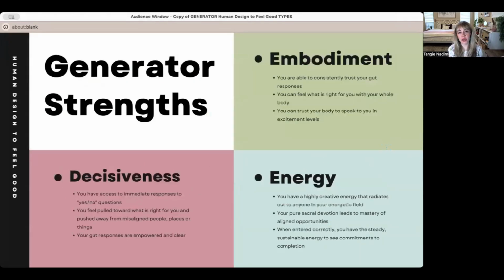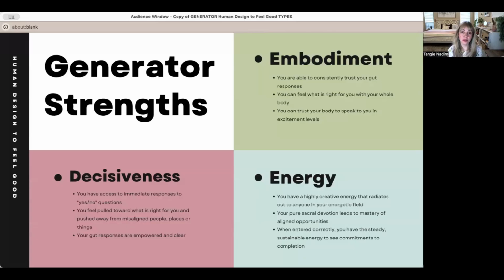The strengths of a generator. Generator strengths are embodiment. They're able to consistently trust their gut responses. They feel what is correct and satisfying with their entire body. And you can trust that your body as a generator will speak to you in levels of excitement and enthusiasm. Generators can be very decisive because they do have immediate access to respond to yes or no questions or options or opportunities. They'll feel pulled in the direction of what is right for them and pushed away from misaligned people, places, or things. Gut responses are empowered and clear.